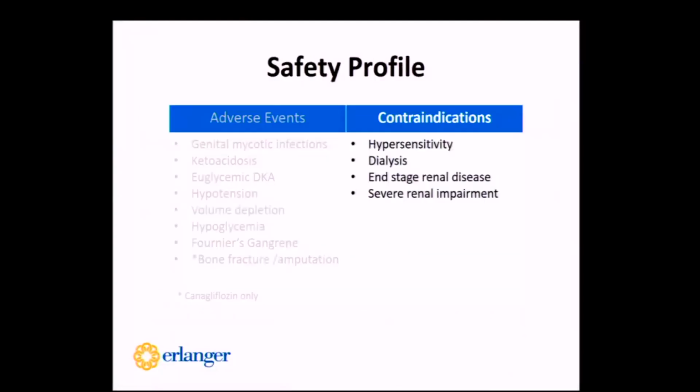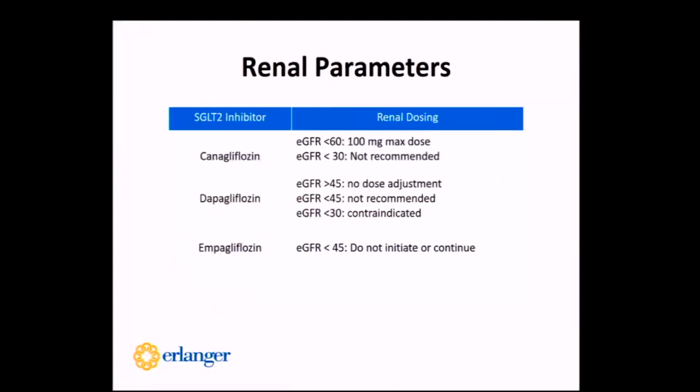And then we'll jump over to contraindications for the use of SGLT2 inhibitors. The first being hypersensitivity to any component of the medication. And then patients who are on dialysis, have end-stage renal disease, or severe renal impairment. And on that note, we'll talk a little bit more about the renal parameters of these medications.